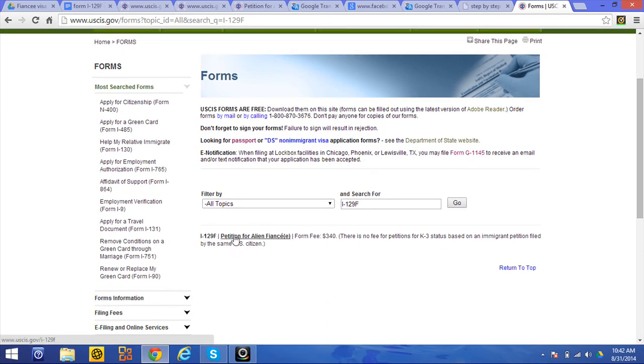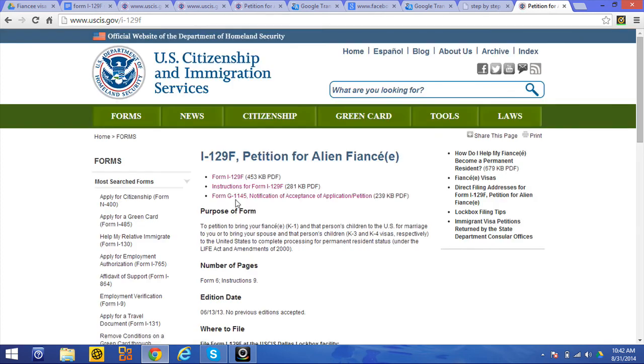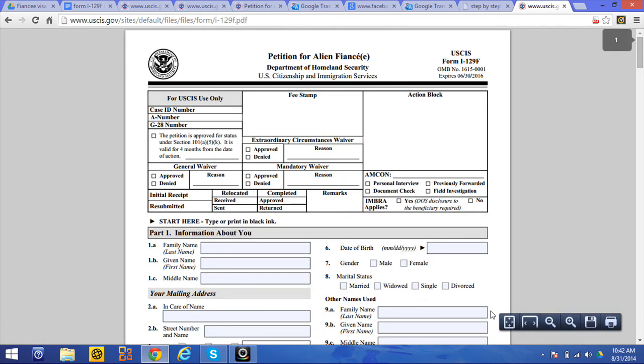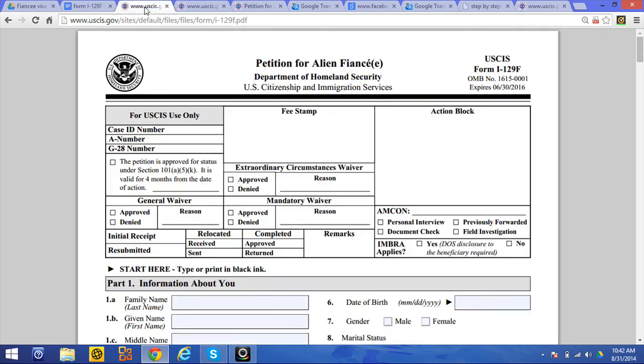You click on fiancé visa, and there you have the form, as well as the instructions for the form. You click on the form. There it is. That's the form. Once you have it, we can start filling out the form together.